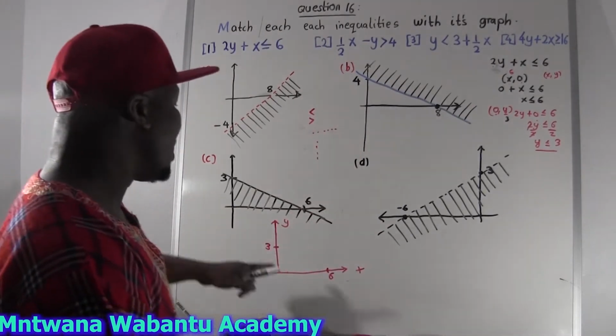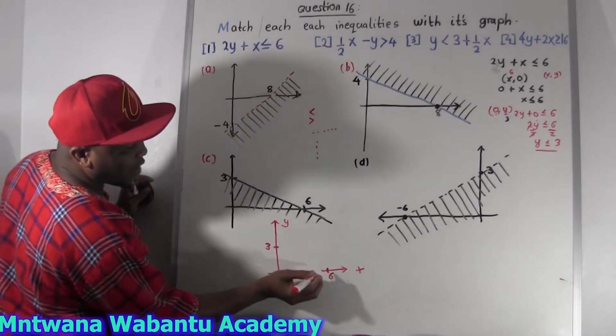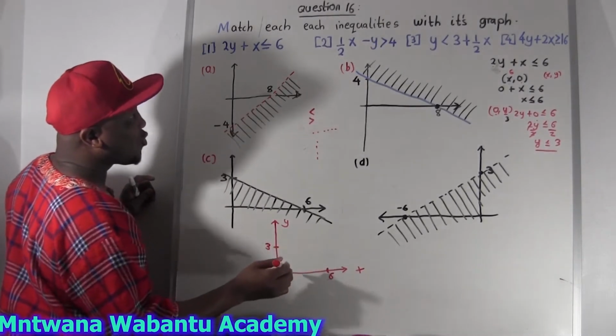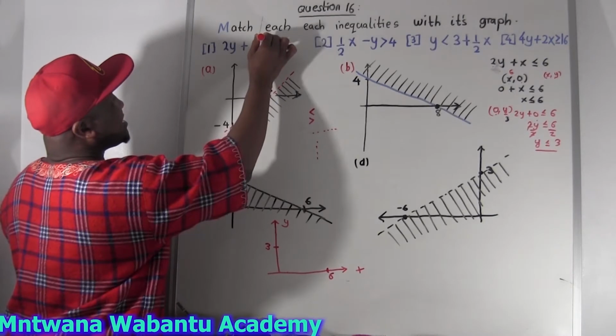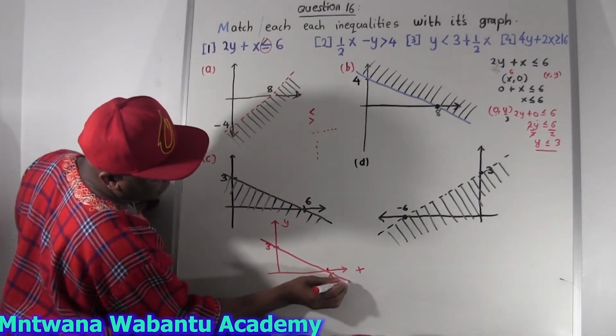So for this case now, we know this is our x-intercept and y-intercept. So now we're going to connect using a solid line. You know why we use a solid line? Because this is double. So we're going to say, let's connect now.